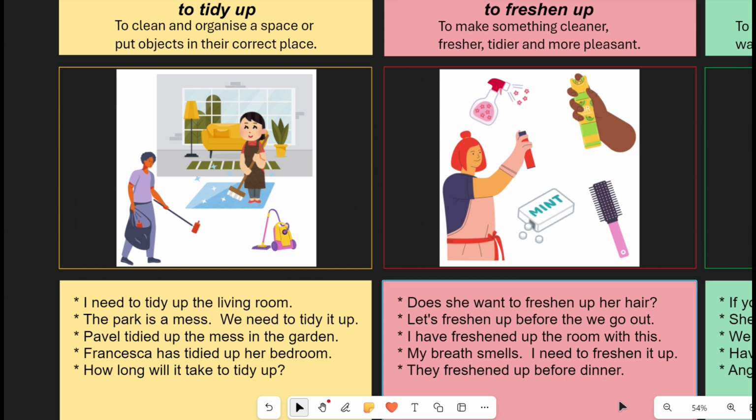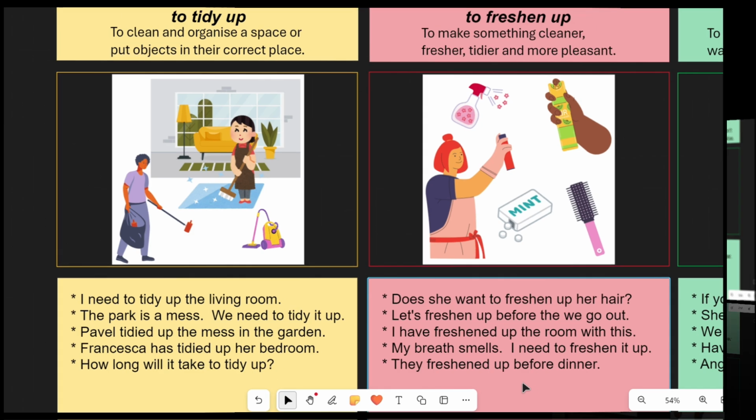They freshened up before dinner. So now this is past simple. You're saying you did that before now. They freshened up before dinner.